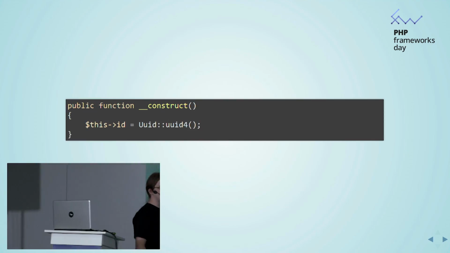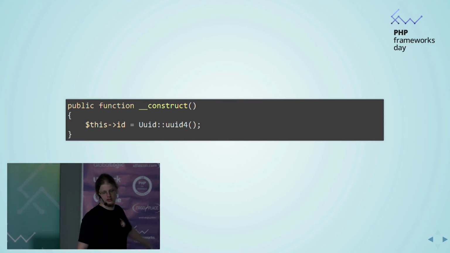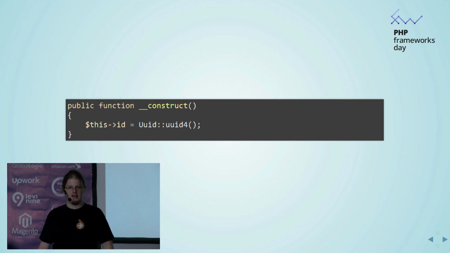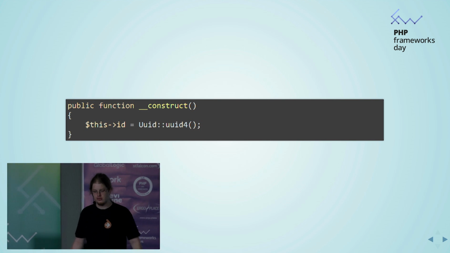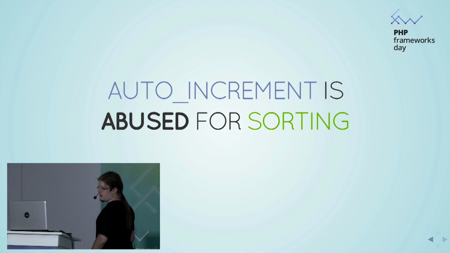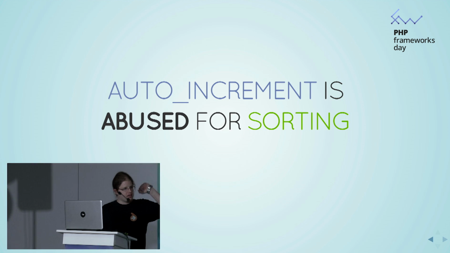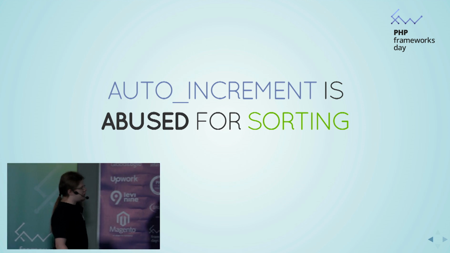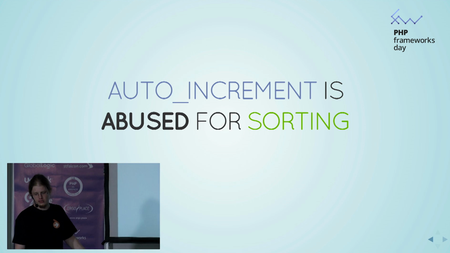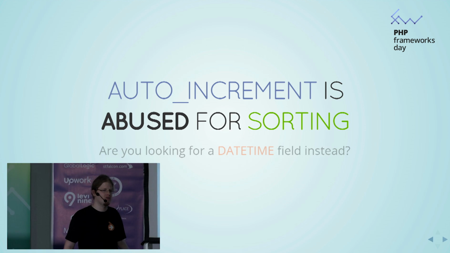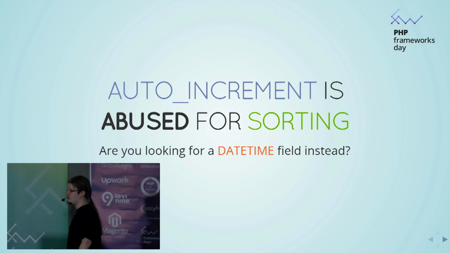It's really easy to use UUIDs. You just put it in a constructor. Since it's an entity, it has this constraint, it has to have a UUID. And instead of getting the auto increment for sorting, you just put in a date time or something like that. So use a datetime field, use a microseconds field, whatever you want. But use that for sorting.